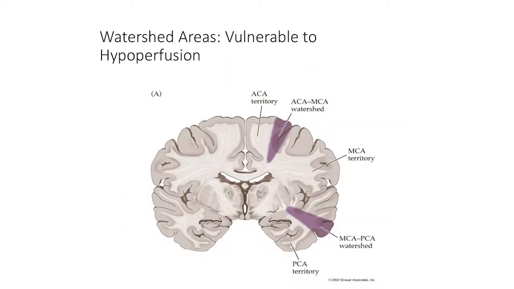So the watershed areas are usually the most vulnerable. This is the ACA territory as we had seen, and then this is the MCA. The ACA-MCA watershed is the region where there's minimal blood supply, and they are mostly susceptible to hypoperfusion. And then you get some minimal strokes there. Also the MCA and PCA watershed areas, as you can see. There is internal and external watershed supply. This is external. The basal ganglia is internal, another watershed area.